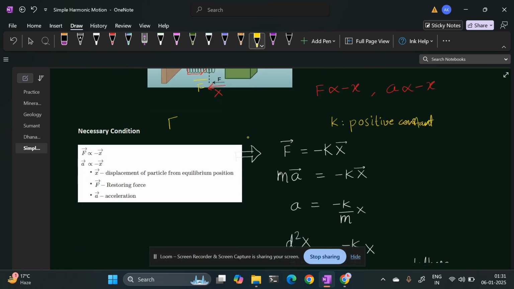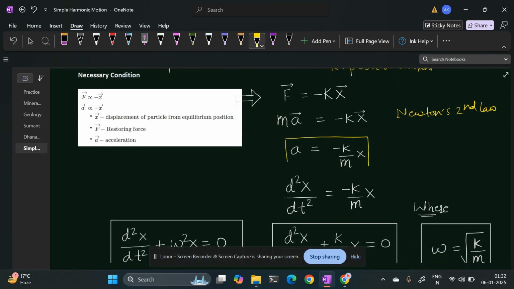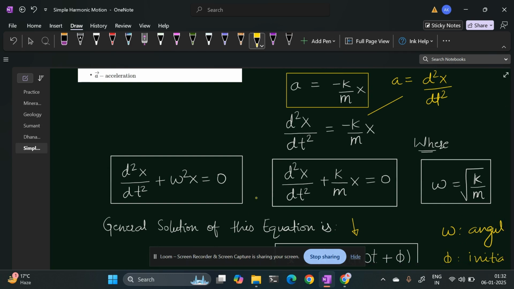So now from here we can write restoring force F is minus kx, where x is the displacement, F is the restoring force, and k is a positive constant. Now from Newton's second law of motion, we can write ma equals minus kx, and we get acceleration equals minus k by m times x. And we also know the acceleration is the double differentiation of position. So from here we can write d square x by dt square equals minus k by m into x, and we get the main differential form of linear SHM.